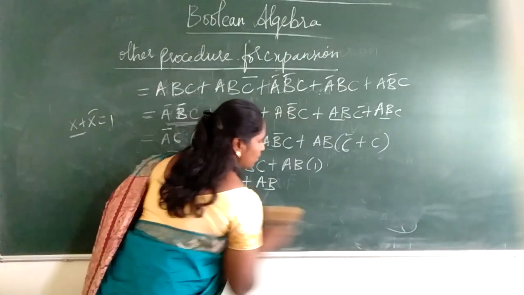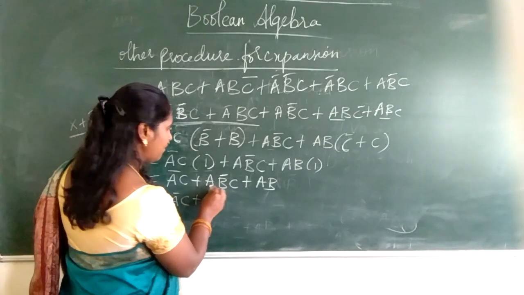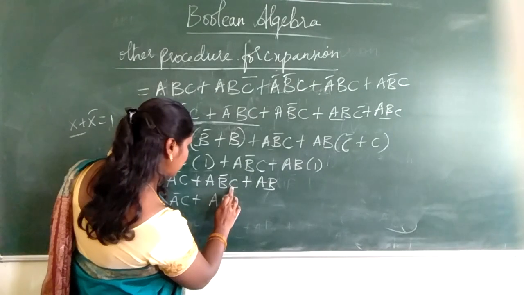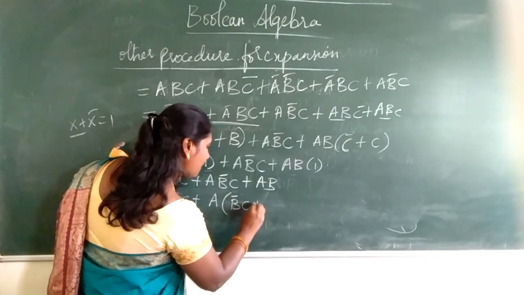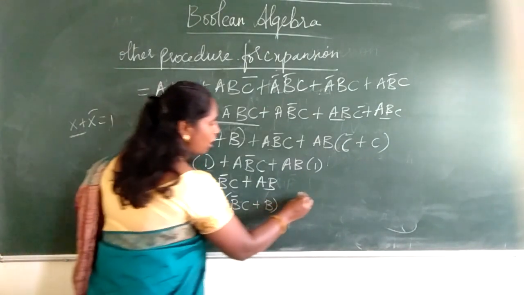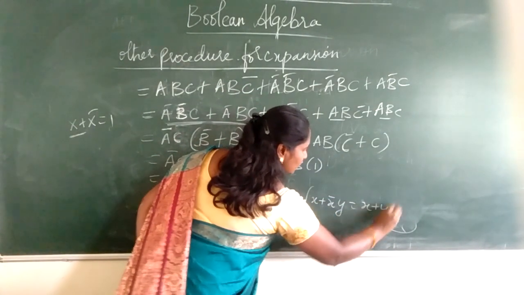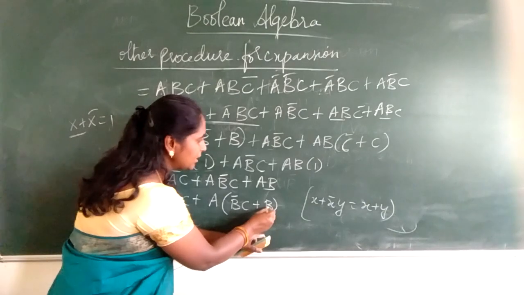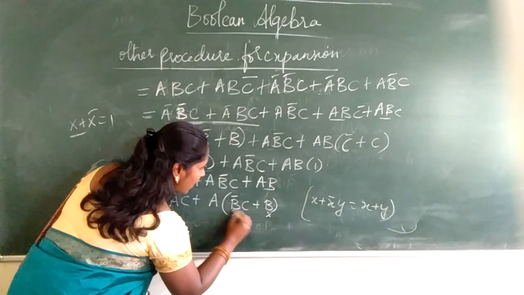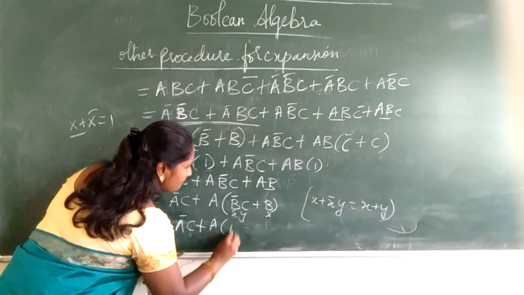Now, A bar C as it is, plus here we are going to see which one is the common term. Here the common term is A. A is the common term: B bar C plus B. This is according to your distributive third law, that is x plus x bar y is equal to x plus y. Here x holds the b value, and x bar y is this. So I am going to write it as A bar C as it is, A into B plus C.